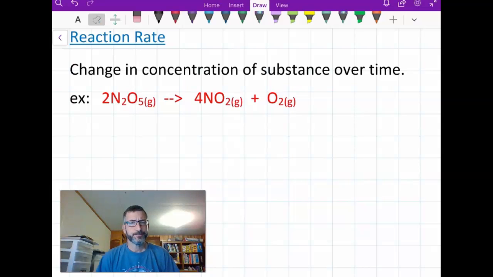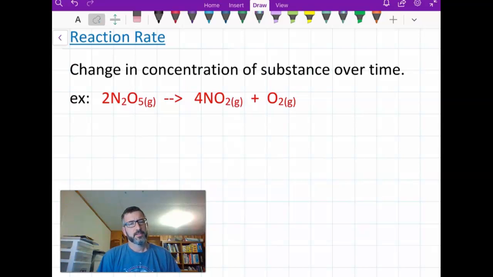Okay, so let's start by just taking these notes. Again, we want to assume at some point you're going to be tested over this stuff and you'll need these notes. So reaction rate: change in concentration of a substance over time. And it can be expressed a couple of different ways.